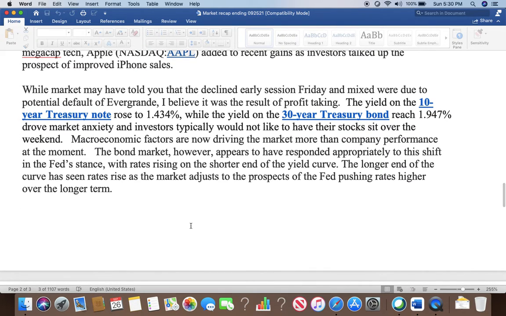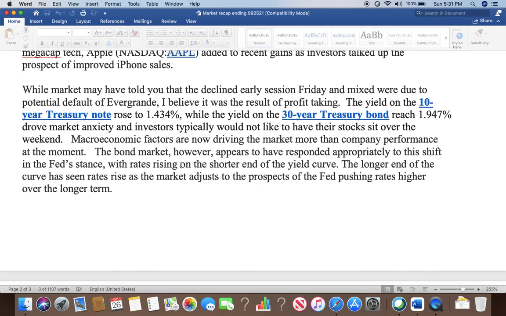While the market may have told you that the decline early in the session on Friday was due to the potential default of Evergrande, I believe it was really a result of profit taking. What happened was you had a down day where some traders were buying at the dip, and then the news came out, FOMC confirming the outlook is better than expected or in line with expectations. So the market started rebounding from the dip. People didn't really like to hold the stock over the weekend, so there was some selling pressure, especially from day traders who had profit from the previous day's purchases.